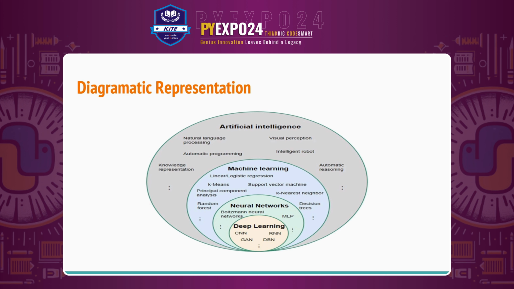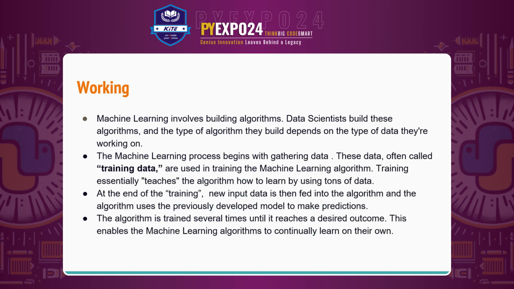Machine learning is a subset of artificial intelligence. Neural networks are a subset of machine learning, whereas deep learning is a subset of neural networks. Machine learning involves building algorithms. Depending on the type of data used, there are different types of algorithms.